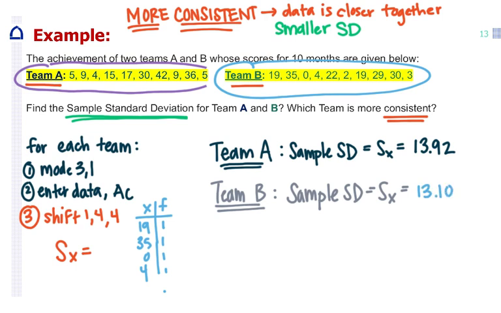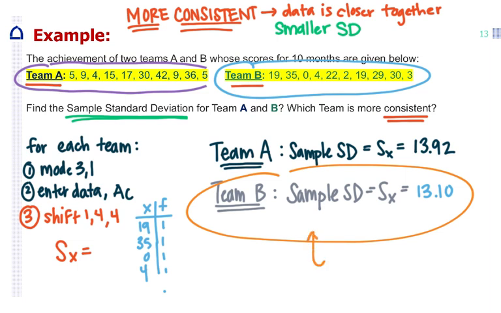13.10. So the question is, which team is more consistent? That means which team has data points that are closer to the middle, less spread out, so that would be a smaller standard deviation. In this case, it looks like team B is more consistent. And just as a reminder, the one with the larger standard deviation would be called more dispersed or more varied.